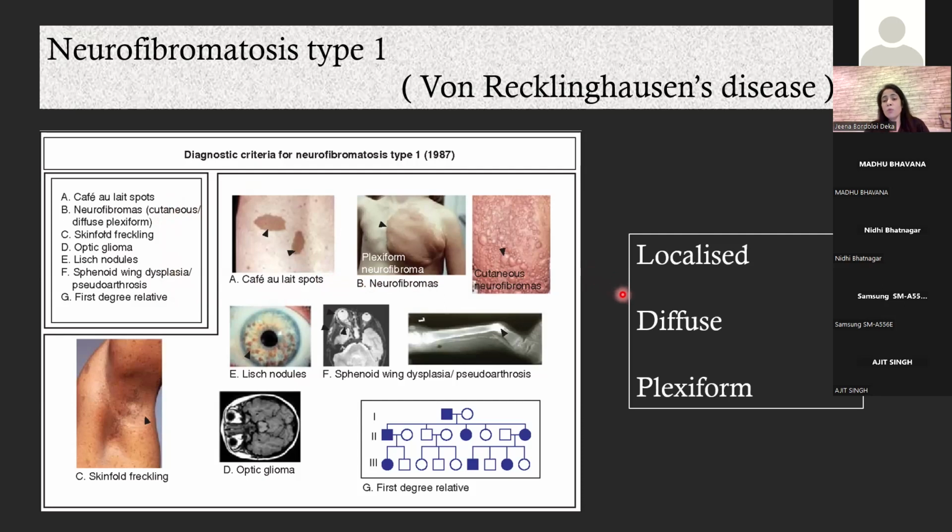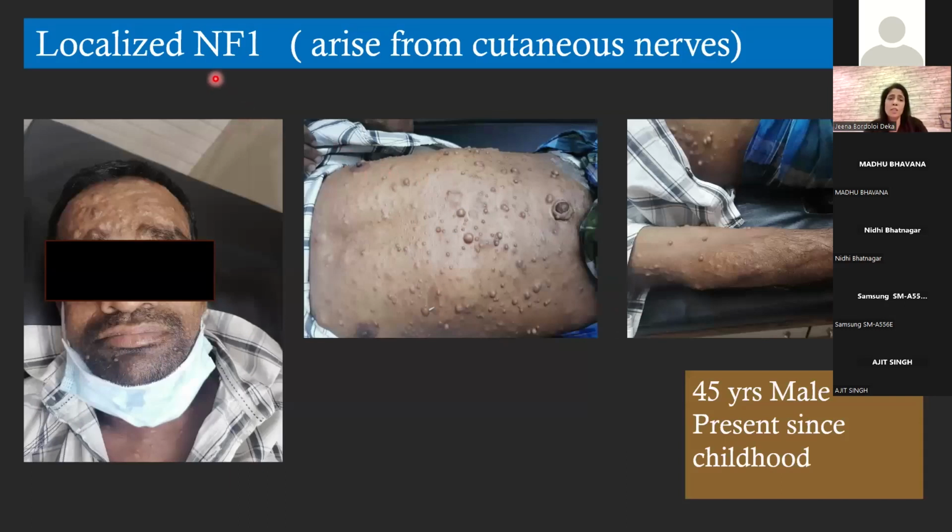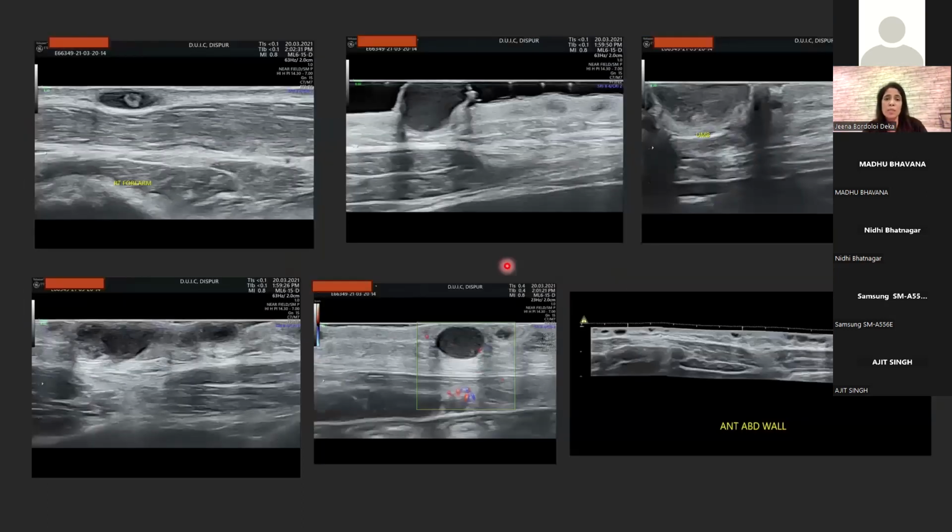So as mentioned before, neurofibromas can be localized, diffuse, or plexiform. So this was a case of localized neurofibromatosis. Now, the localized neurofibromas can be single or multiple, but they are discrete. So this was a 45-year-old male where these small nodules were present on his skin since childhood. We can see fusiform-shaped and oval lesions. The target sign was seen in a few of them, and they were within the skin.